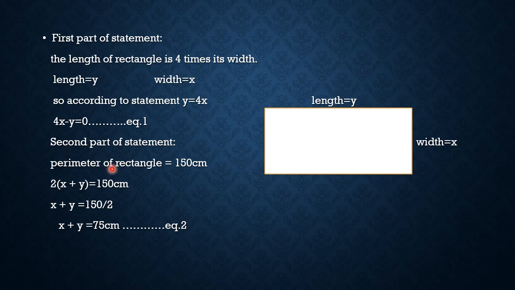Second part of the statement: the perimeter of the rectangle is equal to 150 centimeters. You know that the perimeter of the rectangle is equal to 2 times width plus length, which is equal to 150 centimeters. 2 will be divided into 150, so it is equal to 75 centimeters. x plus y is equal to 75 centimeters. This is equation 2.